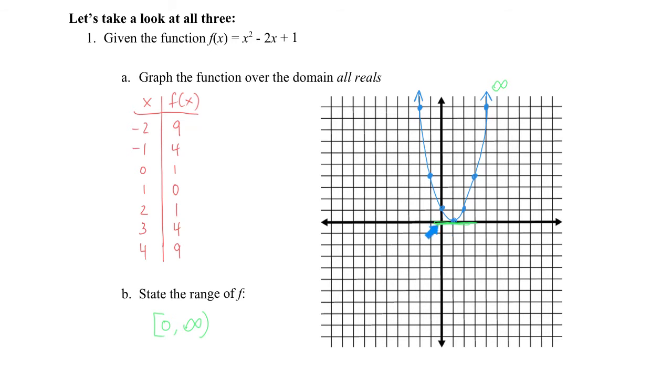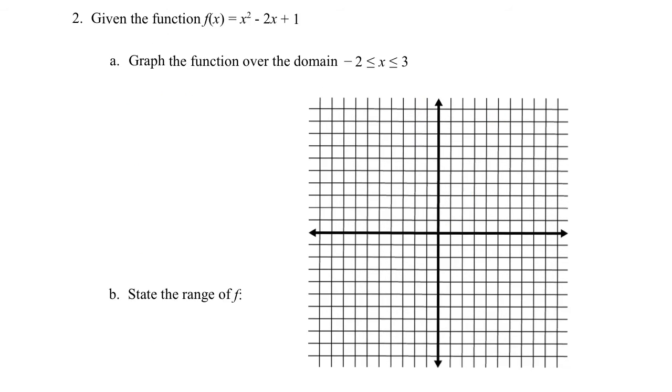Remember, range is bottom to top, never top to bottom, always bottom to top. Okay, let's continue. Now we have the same exact function, so you don't have to retype it in your calculator, but this is what's called a restricted domain.